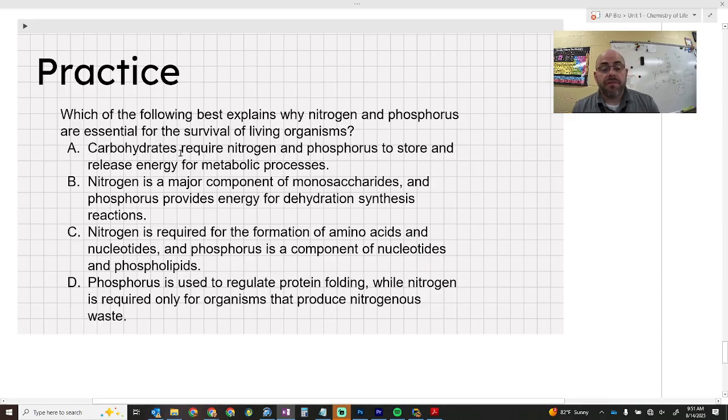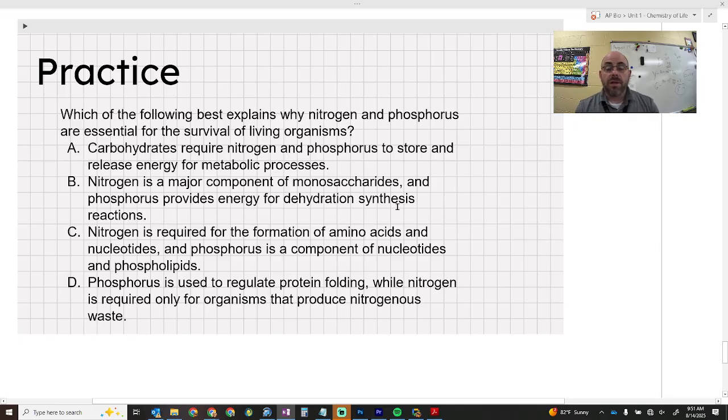Carbohydrates require nitrogen and phosphorus. They don't. Nitrogen is a major component of monosaccharides. Monosaccharide is a carbohydrate. Phosphorus provides, no, we're already done here, right? We don't even need to read the rest of this because this is incorrect. We talked about phosphorus. Energy is not part of what it's doing. And so this is just off.